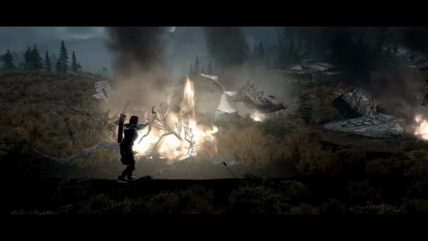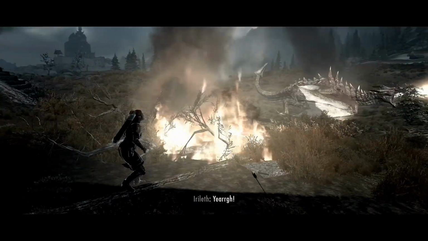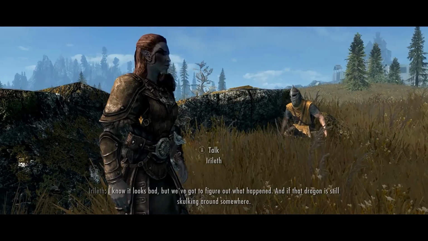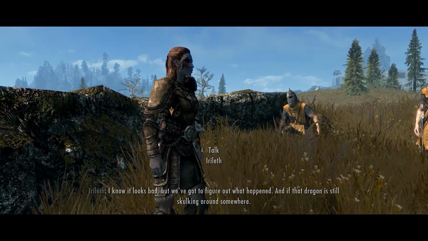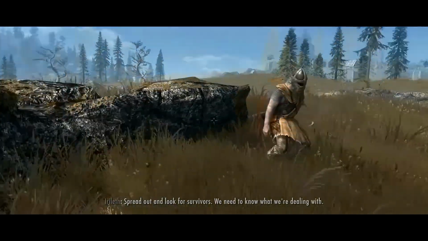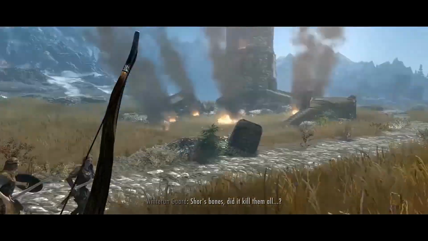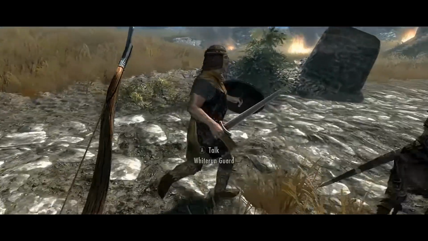Irelet. She's a bodyguard of the Jarl Balgrove who wants to find fame. We meet her right after we arrive at Jarl's castle. Afterwards, she leads a group to kill the dragon. I want her dead because after we kill the dragon, she will play no role in the story, so we don't need her. But we need to create some drama.